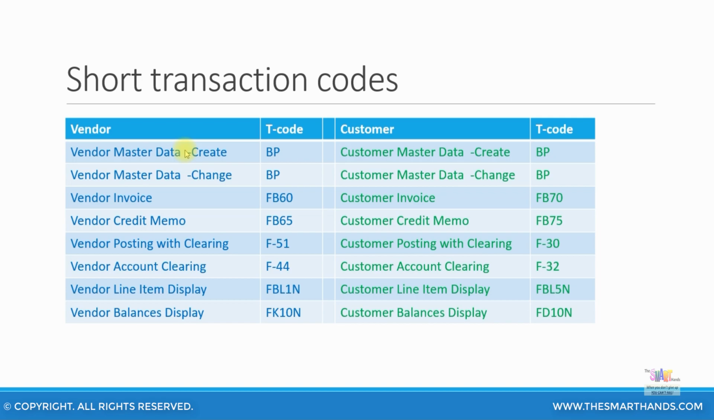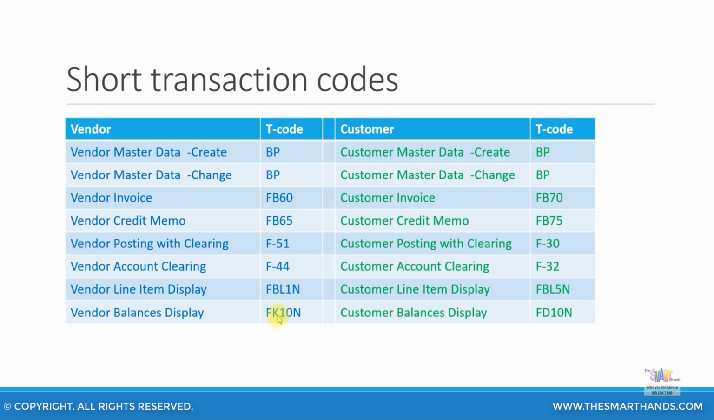So let's look at some short transaction codes. It'll help you if you can remember these or just put them in your favorites, then you can quickly execute them. To create or change a vendor master, you can use the transaction code BP, that's for business partner. You can also use the Manage Business Partner Fiori app, and then you can copy from one vendor to another vendor as well. You can create the vendor invoice using FB60. You can also use the same transaction to do the credit memo. Or if you want to use another transaction for the credit memo, you can use FB65. We saw how to do posting with clearing and account clearing. If you want to display the vendor line items, you can use FBL1N. And if you want to display just the overall balances for a specific vendor, you can use the transaction code FK10N.